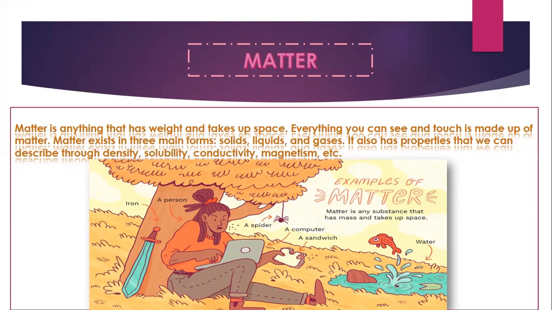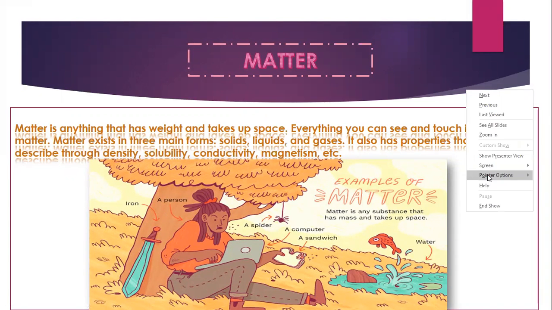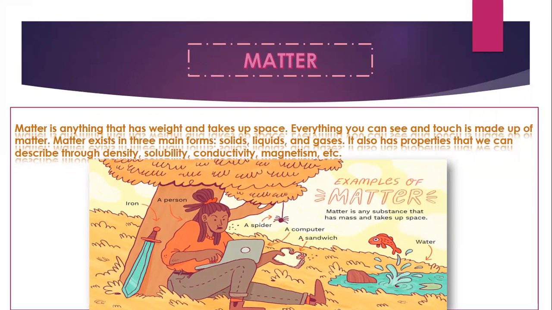Students, you can see examples of matter in this picture. Iron, a person, a spider, a computer, a sandwich, water, fish, all the things which you can see in the picture are made up of matter. Matter is any substance that has mass and takes up space. It means that everything in the universe which has mass and takes up space is called matter.